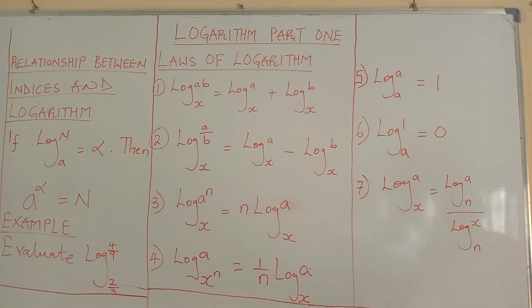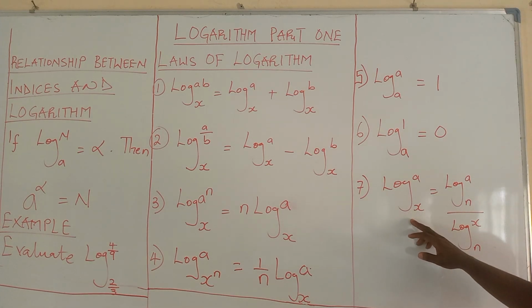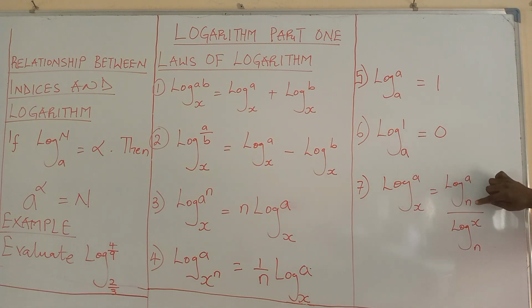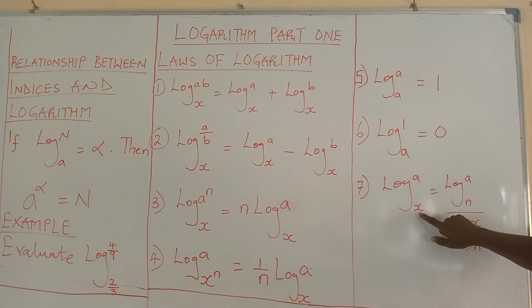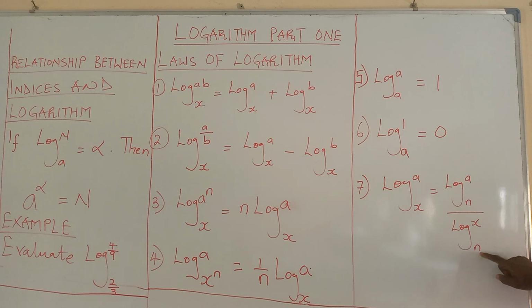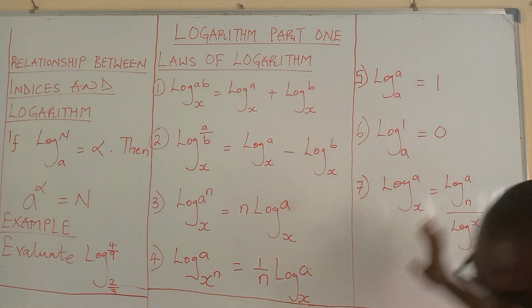If I want to change it to base n, it will simply be log A, the new base, all over log x, the new base. So if you want to change from this base x to, let's say, base 3, it will now be log A, the new base, over log x, the new base. That is what we call change of base.